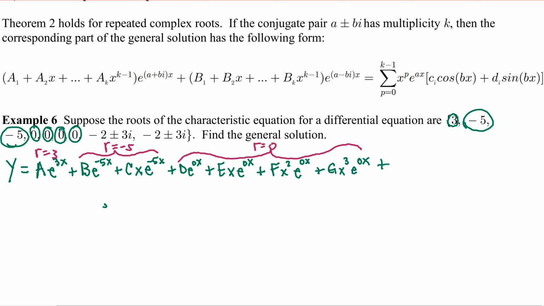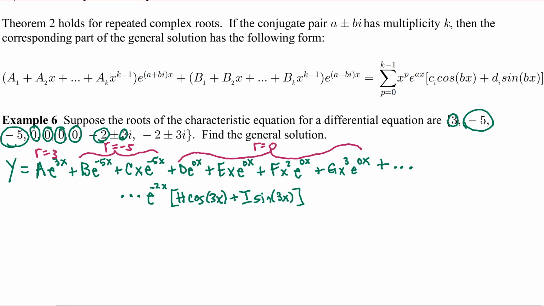Now, what to do with the repeated pair of complex conjugate solutions? I'm going to do my work here because I'm afraid I'm going to run out of room and continue my general solution here. We're just going to start with the first one. The real part is -2, so we know the a from our complex conjugate pair. The real part becomes the coefficient on x in the exponent of my exponential function. Then the imaginary coefficient, e, f, g, h, we're running out of letters here, becomes the coefficient of the argument of our trig functions. So we have h cosine 3x plus i sine of 3x.